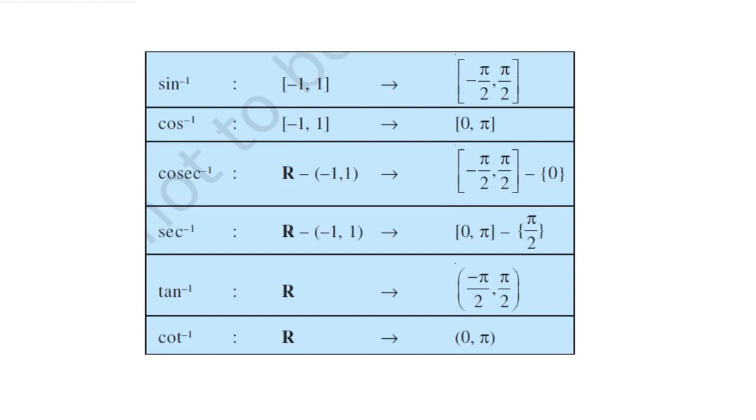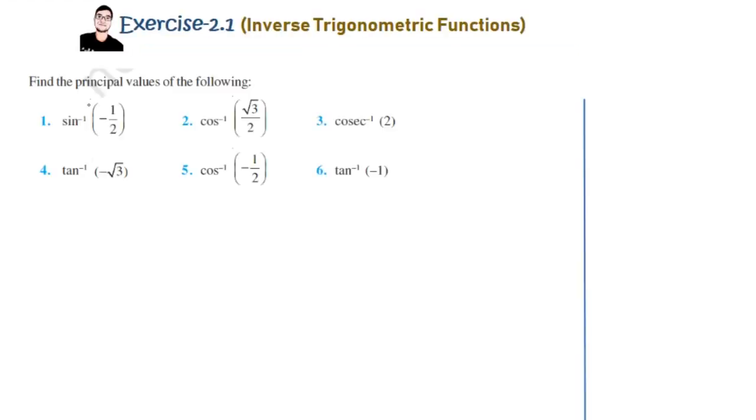Okay, so now we'll be starting the questions. It is given in the first question: what is the principal value of sine inverse -1/2, as there can be many values to sine inverse -1/2. Now for the principal value, we know that the sine inverse always lies between what? The domain is always from -1 to 1, and its principal value is -pi/2 to pi/2, as you can easily remember.